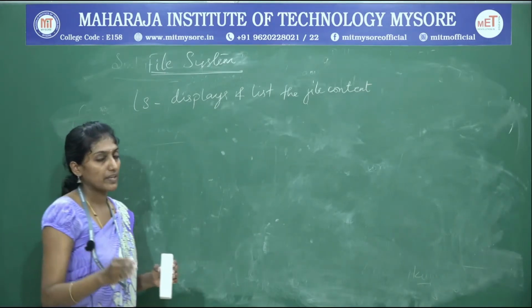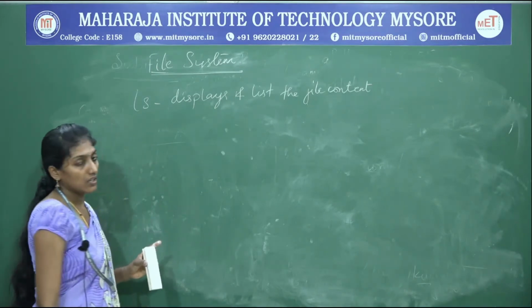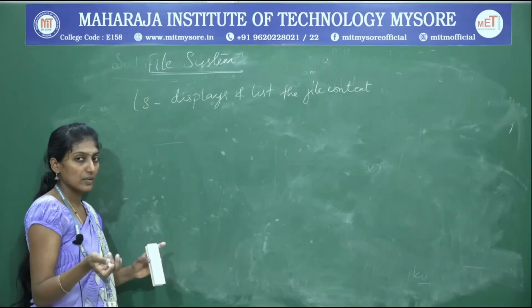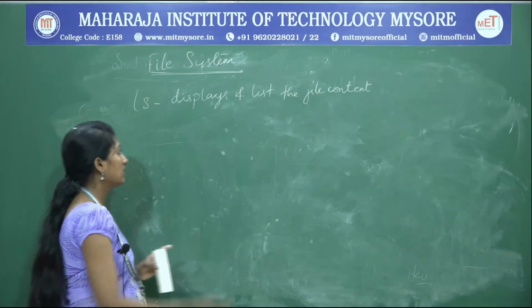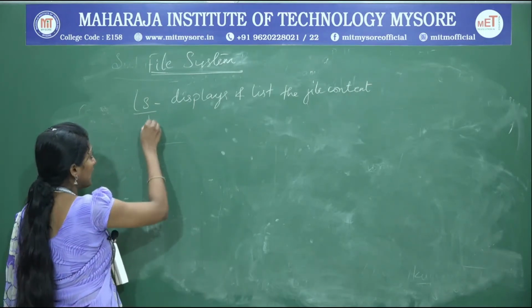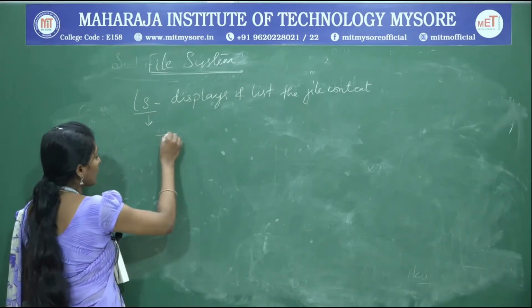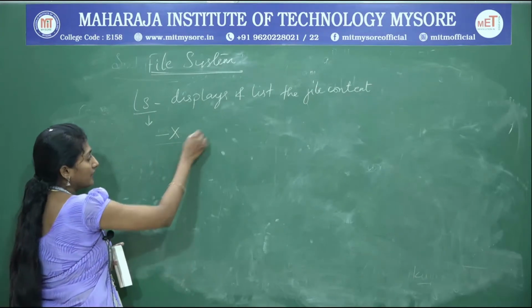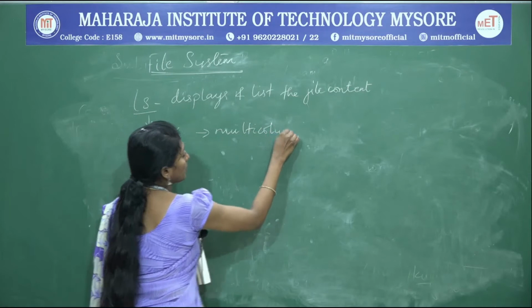I have already mentioned the command structure in the initial class of this module. Any Unix command is going to accept an option as well as an argument. So for this ls command we have a few options for listing out the file content. I have capital -x, and this -x gives you multi-columnar output.